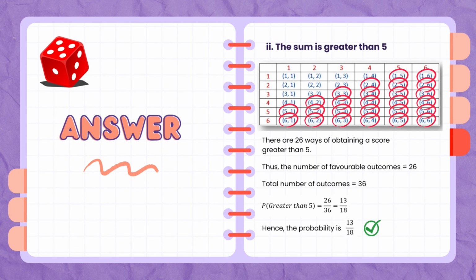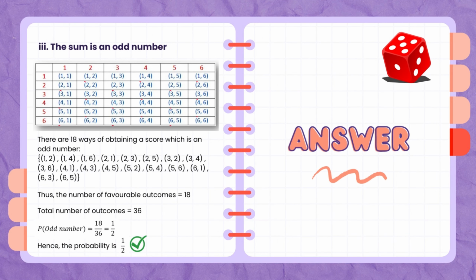The next question is: what is the probability of obtaining a sum greater than 5? To answer this question, we do the same way we did before. There are 26 ways of obtaining a score greater than 5. Here is a listing of the possibilities. Thus, the number of favorable outcomes is equal to 26. The total number of outcomes is equal to 36. So we got the probability of a sum greater than 5 is equal to 26 over 36, which is equal to 13 over 18. Hence, the probability is 13 over 18.